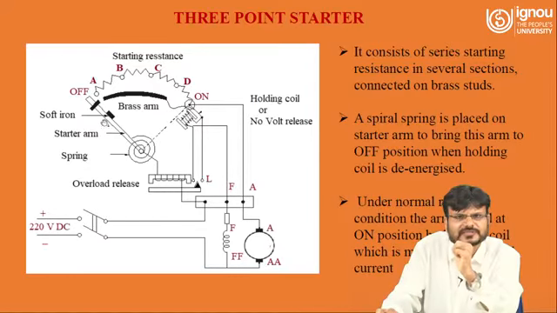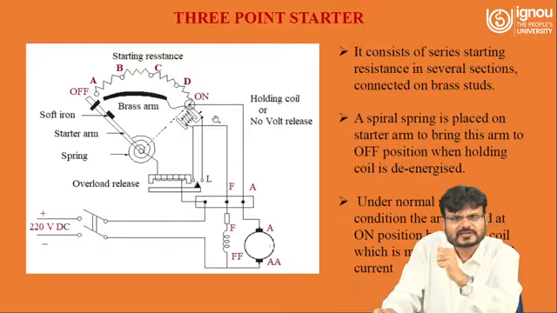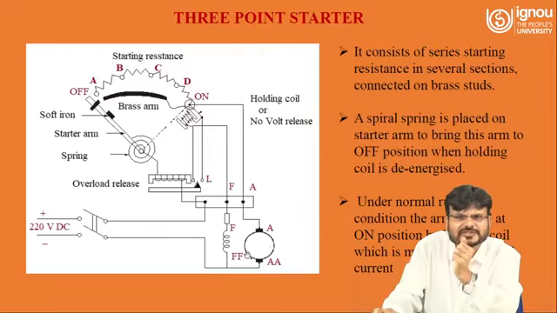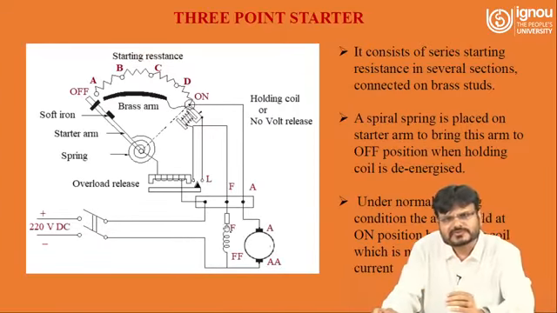So here you can see this one is the starter arm, this is a soft iron arm which, when it comes to the on position, will come in contact with this magnet. This one is a spring, this one is an overload release coil, this is a holding coil, or you can say it is also called the no-volt release coil. This one is the armature of the DC shunt motor, this is the field winding. These terminals are denoted as armature, field and line.